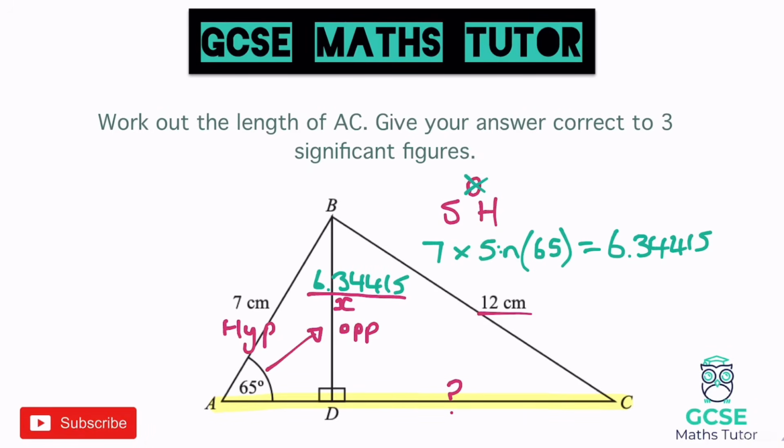So it's one of the shorter sides, so we'll do 12 squared, take away 6.34415 squared, so 12 squared, take away 6.34415 squared, and we're going to square root the answer. So let's type that in, 12 squared, take away 6.34415 squared, and that gets us 103.75. So we'll do the square root of 103.75. There are some more decimals there.